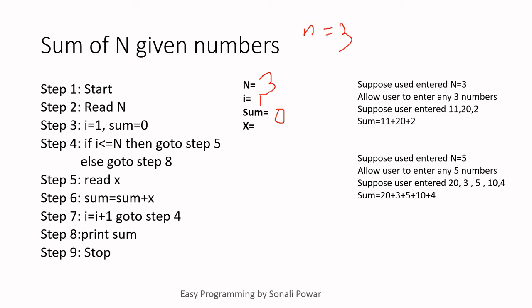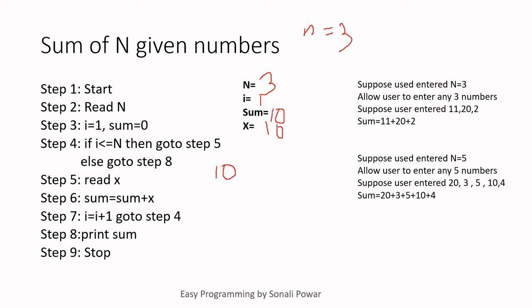It means I am reading which number the user wants to add. Suppose the user wants to add 10. So now x contains the value 10. x contains the value 10 means the user enters 10 and x becomes 10. After that I said sum is equal to sum plus x. So now in sum, add the value of x. Sum is initially 0, 0 plus 10 becomes 10. So the updated value of sum is 10.